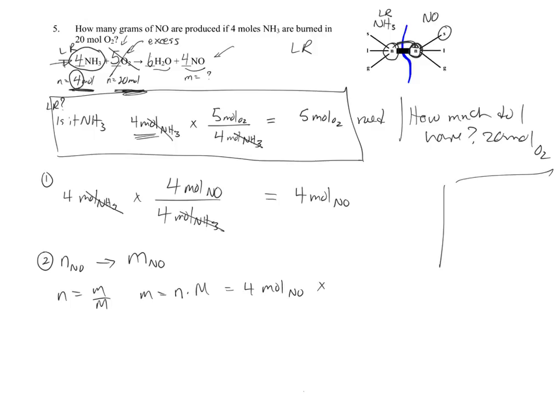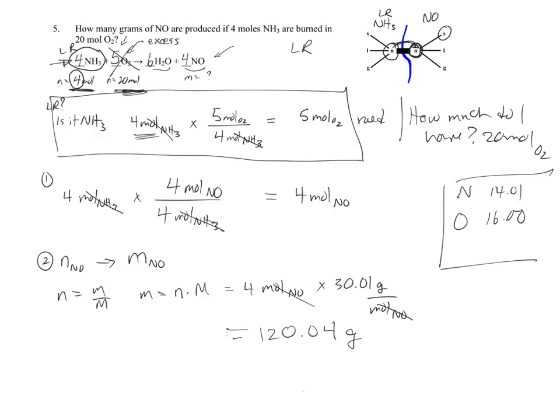I'll do it over here. So nitrogen is 14.01 and oxygen is 16.00. So it'd be 30.01. So times 30.01 grams per every mole of nitrogen monoxide. Those cancel. 4 times 30 gives me 120.04 grams. If we're worried about sig figs, right up here, I've got 1 sig fig, there I've got 1 sig fig, so I can only give 1 sig fig in my answer.